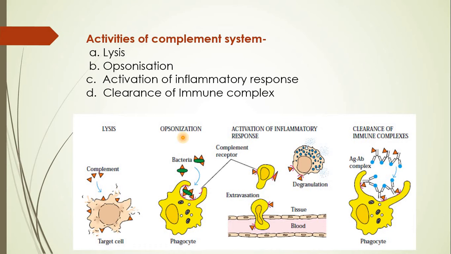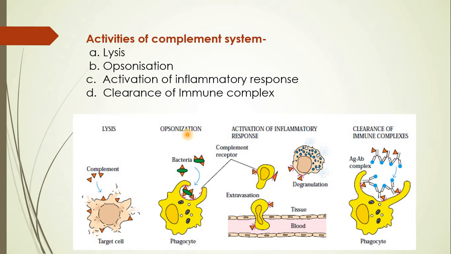Sometimes the complement system causes aggregation of a large number of antigens together so that phagocytic action by a phagocytic cell becomes possible. This phenomenon wherein a large number of antigens are aggregated or brought together is called opsonization.